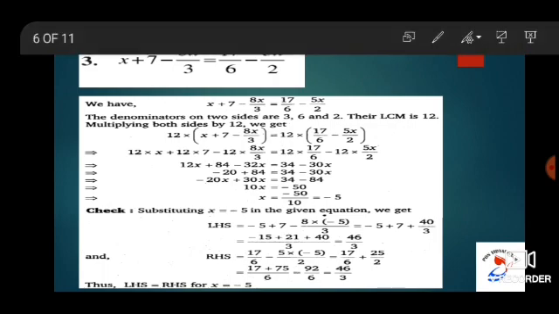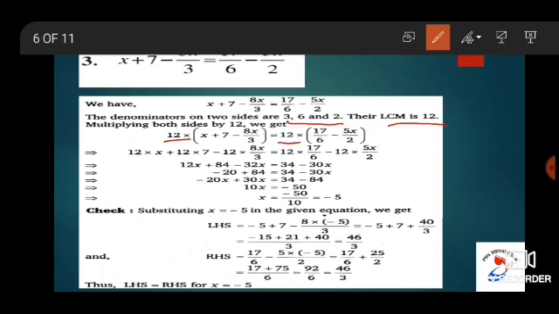Now we will see how to solve this problem. As I have told you, again the first step, we have to find the LCM. So look at all the denominators. Here it is 3, 6 and 2. Their LCM is 12. So what we have to do, children? We have to multiply by 12 on both the sides.